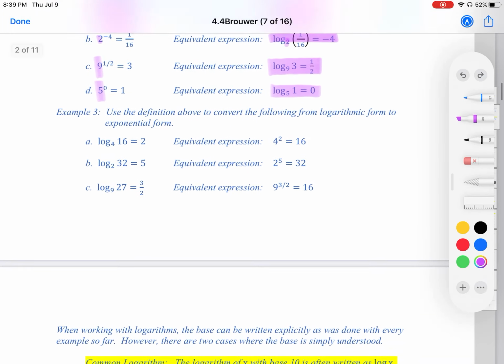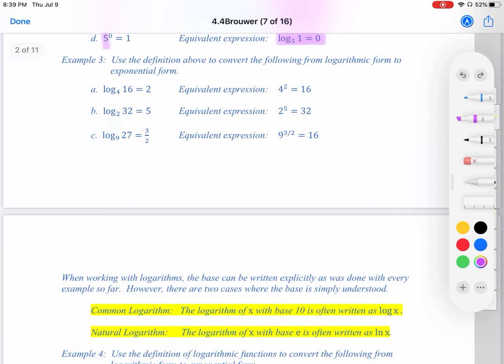Example 3. Use the definition above to convert the following logarithmic form to exponential form. And the same idea follows. So we have a log with a base of 4, so I have an exponent with a base of 4, and our two arguments switch. So now I have 4 to the 2nd power equals 16.